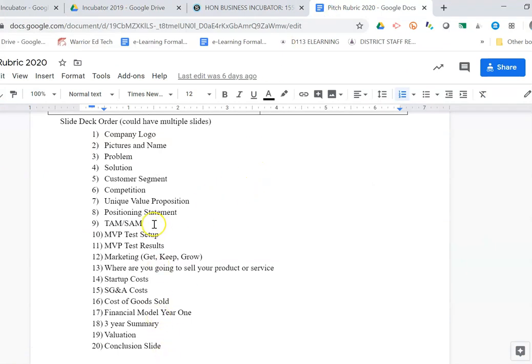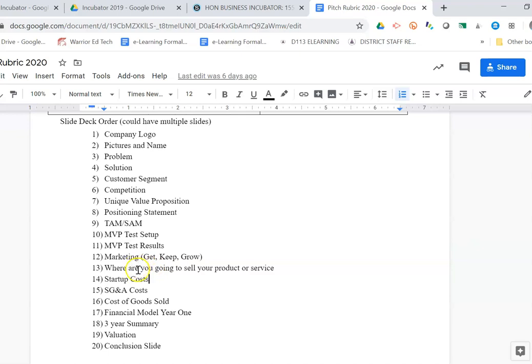So as I get through MVP results, I'm going to talk about my marketing. And part of the marketing that I'm going to do to get, keep, and grow, that marketing piece is going to appear in your SG&A cost. So this is how I'm marketing. This is what we're going to do. And then the dollar amount is going to appear here. So slide part 15 is going to validate what you came up with for part 12.